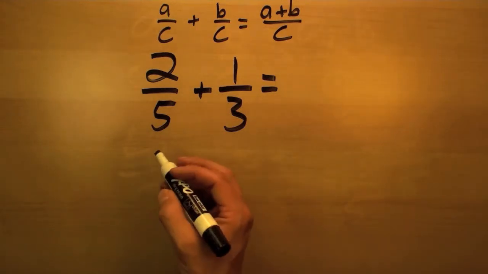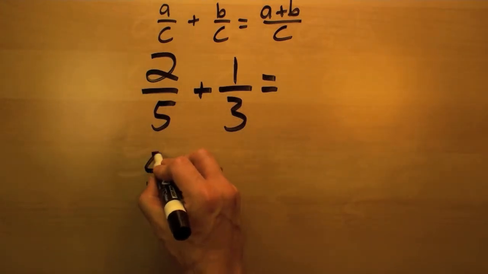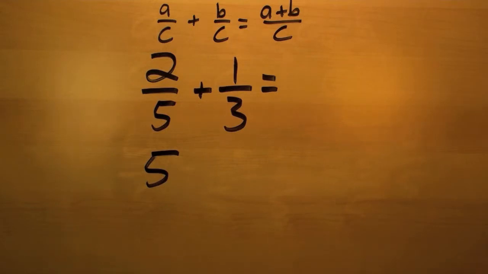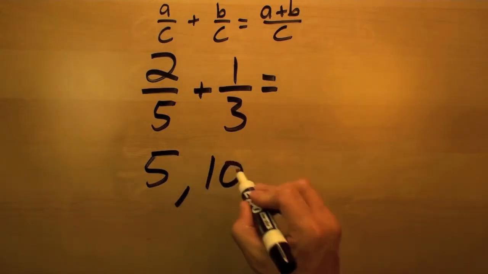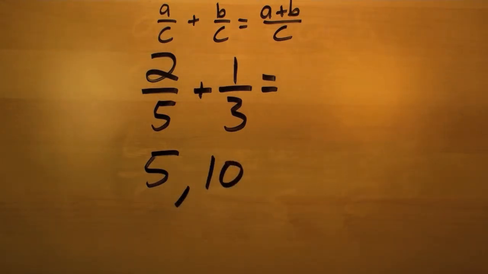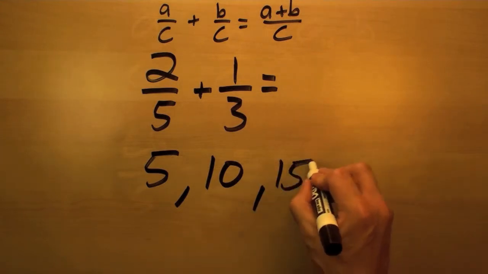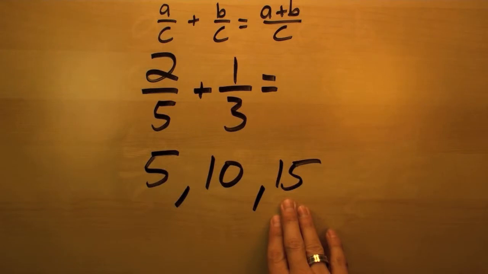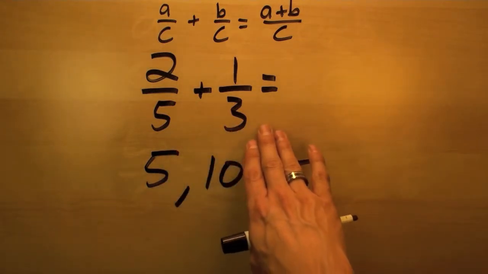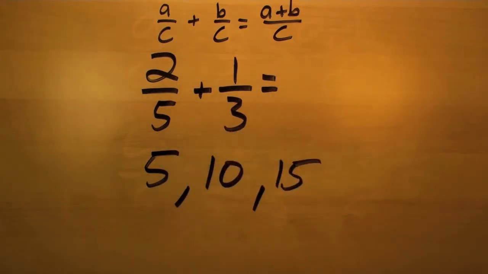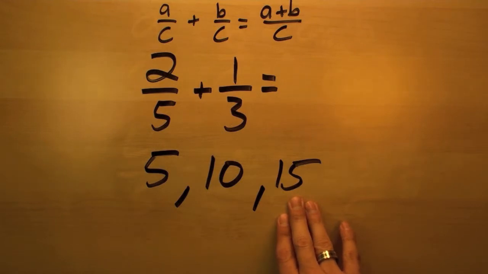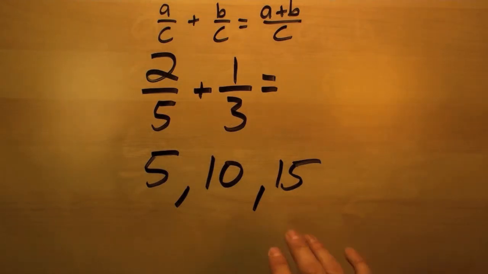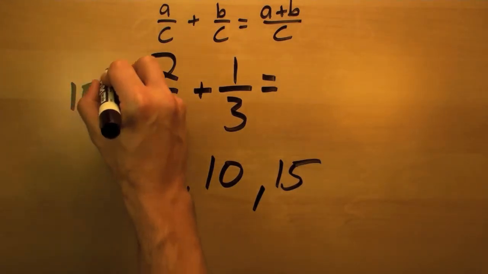So for example, we could look at 5. 3 does not divide into 5. So we look at the next multiple, 10. 3 does not divide into 10. 15. 3 does divide into 15. So 15 is the smallest number that both 5 and 3 divide into evenly. So 15 will be the denominator of our new fractions. So I'll write that here for the moment.